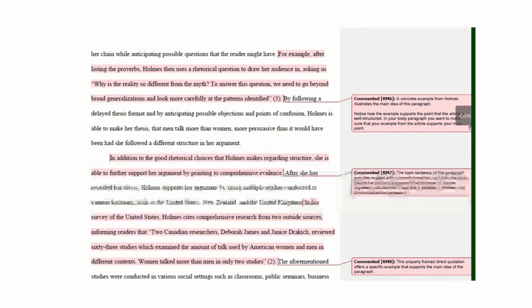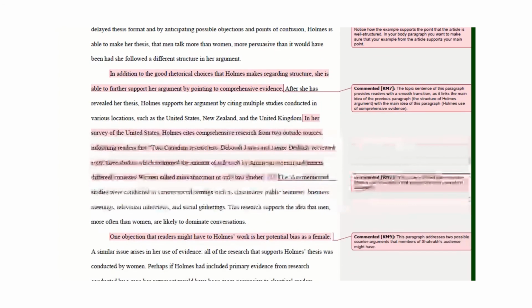So now you'll notice the next body paragraph, the topic sentence connects the main point of the old paragraph, the first body paragraph, to the main point of the second body paragraph. You can do this, you don't have to do this, but it's a nice transitional technique. So for example, this student writes, in addition to the good rhetorical choices that Holmes makes regarding structure, that was the previous point, she is also able to further support her argument by pointing to comprehensive evidence.